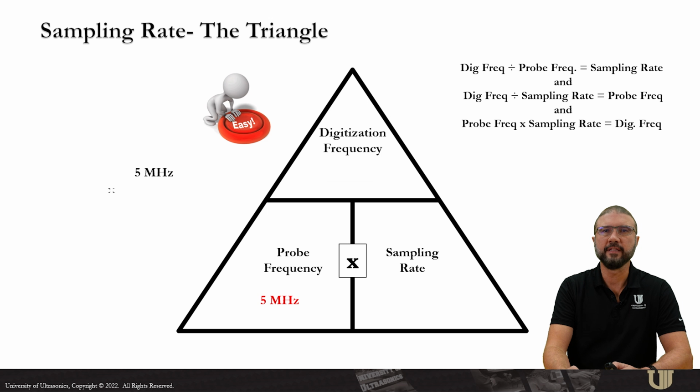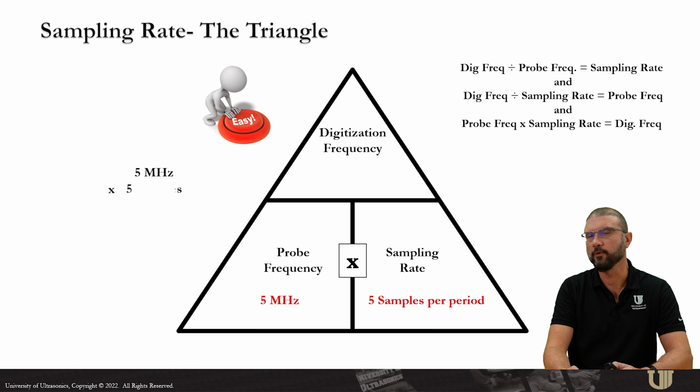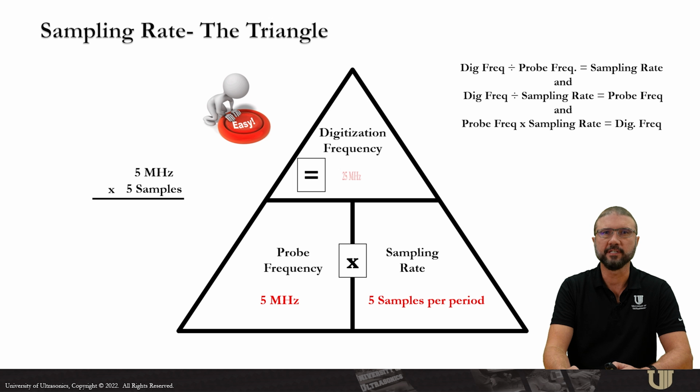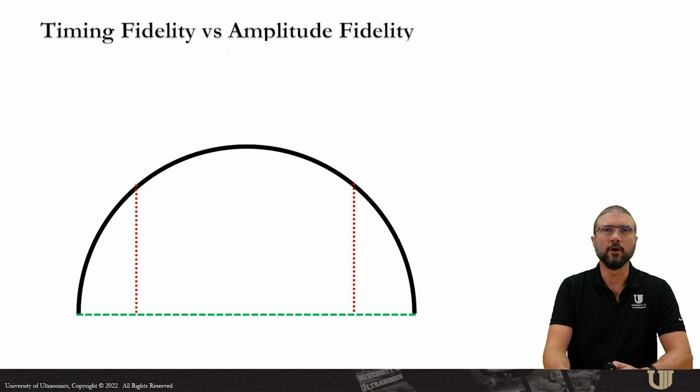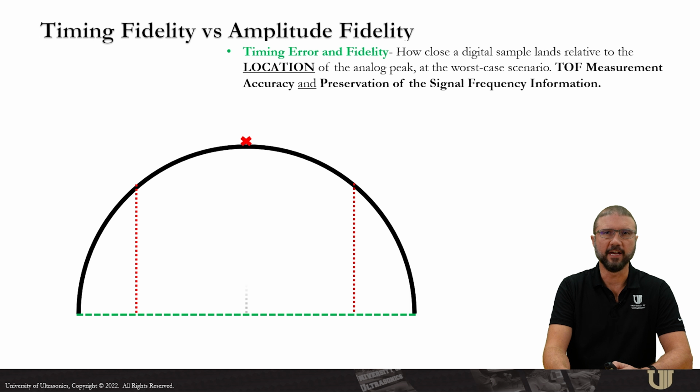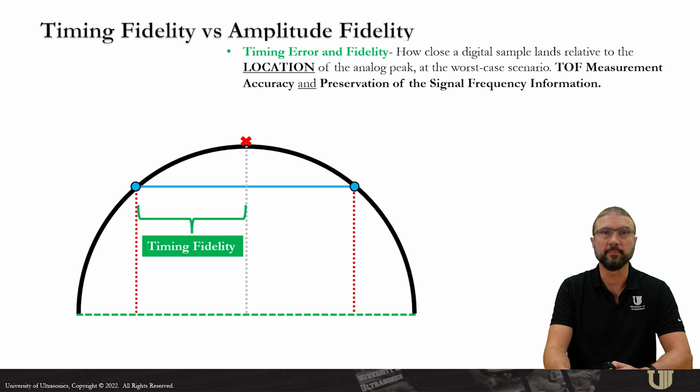We also said that you could simply multiply your probe frequency by the number of samples that you'd like to achieve per period, and that will tell you which digitization frequency at a minimum should be selected within your instrument settings. In the third video, we considered timing error and fidelity, which is how close a digital sample lands relative to the location of the peak at a worst-case scenario.